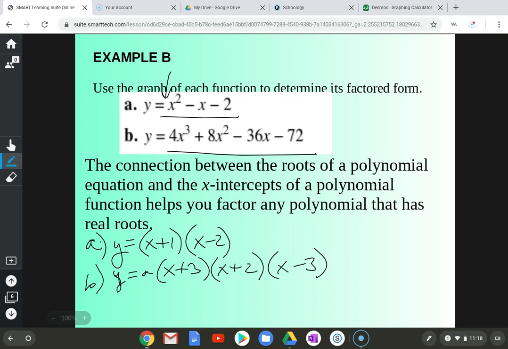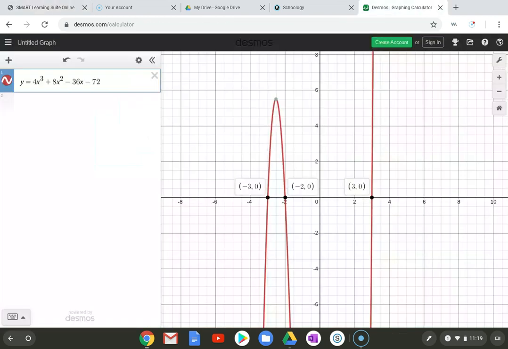Here, I'm going to show you how to do it algebraically, and then I'm going to show you kind of the shortcut way if you want to write this in factored form. This actually is your leading coefficient. So your a is actually going to become a 4.